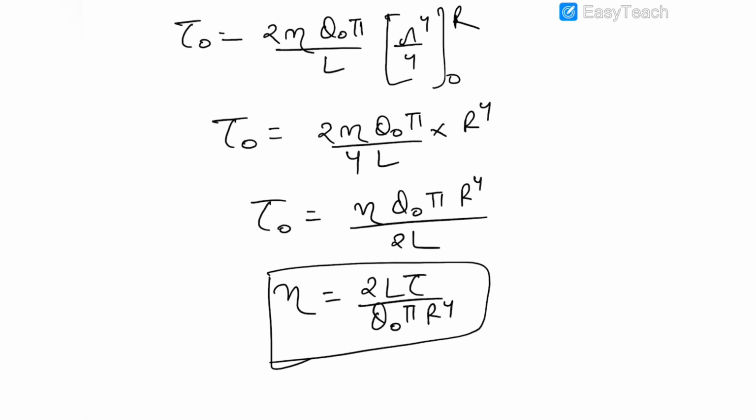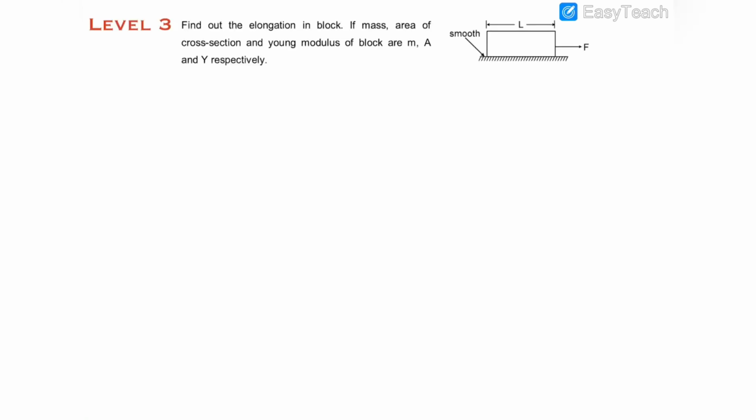Now we move on to the next question. In this question, we have to find out the elongation in this block, and it is given that the mass of the block is m, its area of cross section is A, and gamma is its Young's modulus. So this block is being dragged on the frictionless floor with the force F. So we have to find out the elongation in the block. Now you can obviously see that the acceleration of this block will be F by m. Okay, and there is no friction.